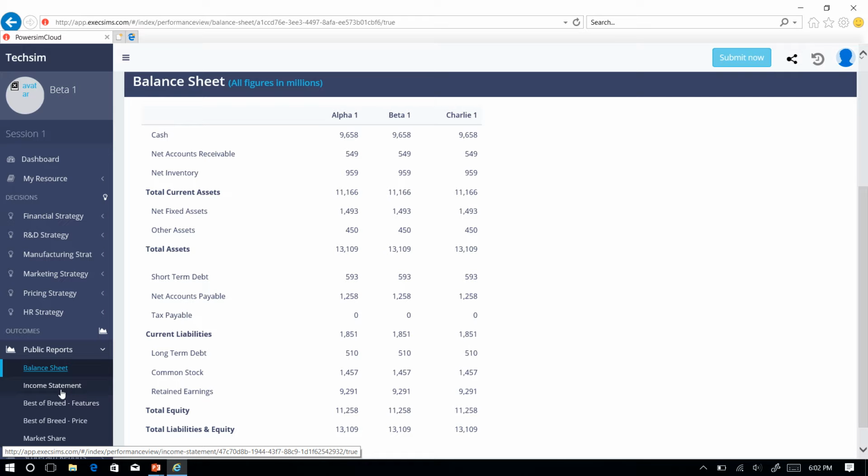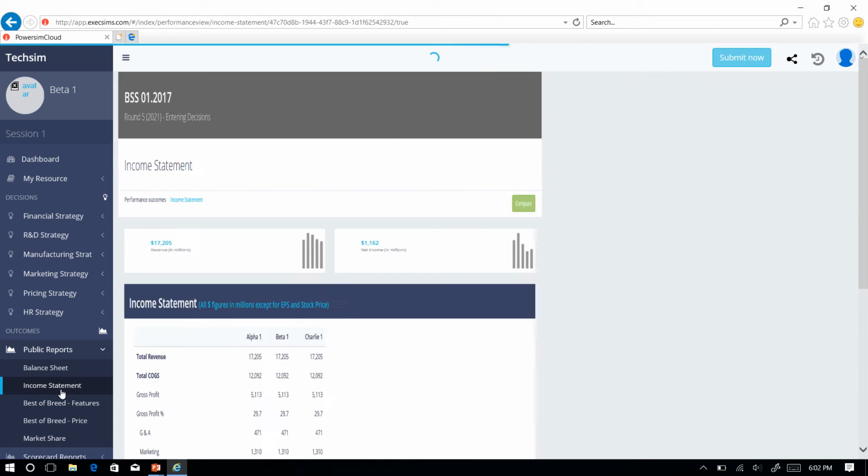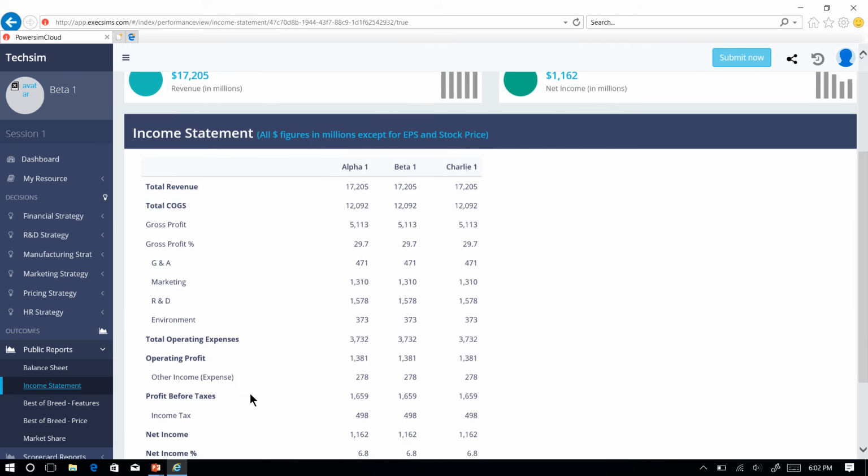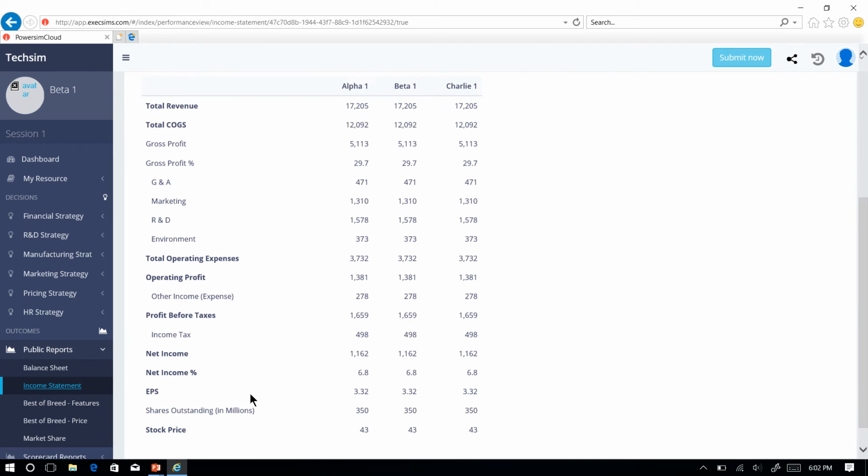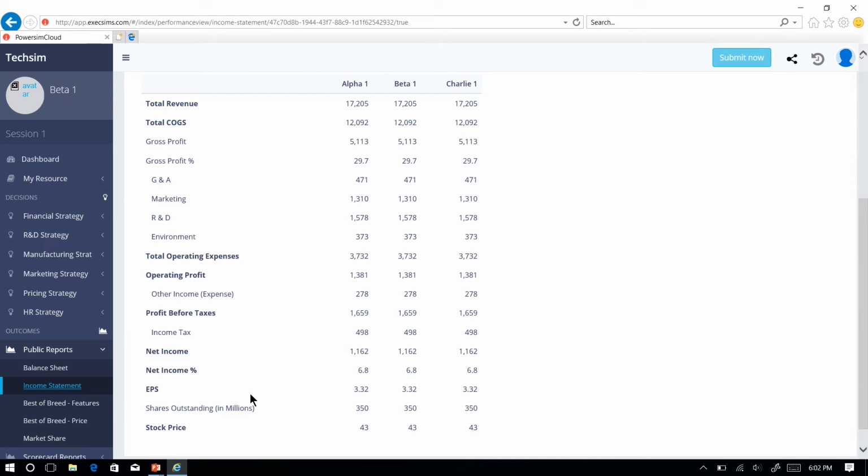So the next section we're going to look at is the income statement section. And here it is a similar table to the last one. We have the three teams again. And here, though, we are able to see the revenue, the COGS, total operating expenses, operating profit, profit before taxes, net income, EPS, and stock price.